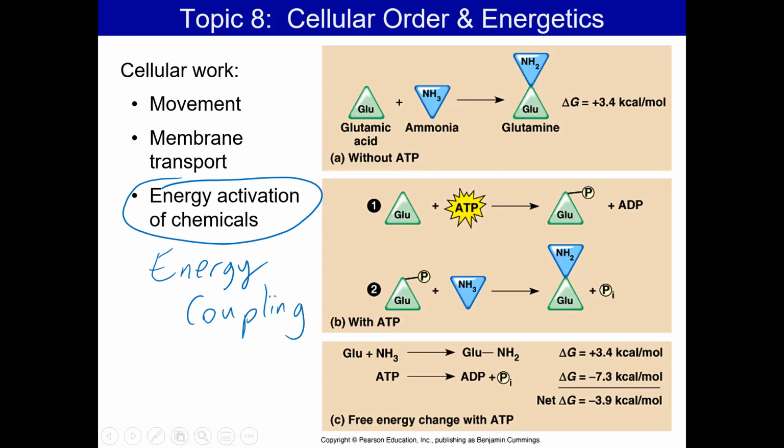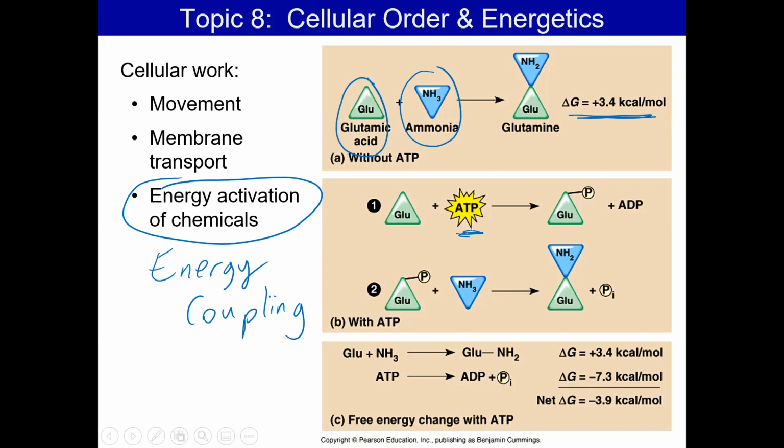And there's a diagram from the textbook showing the concept of energy coupling. This is the synthesis of glutamine, an amino acid, which is formed by 2 parts, glutamic acid and ammonia, and you can see the delta G on this reaction is positive, which means that it will not proceed naturally without the input of energy. So where do we get that energy from? We get that energy from ATP.